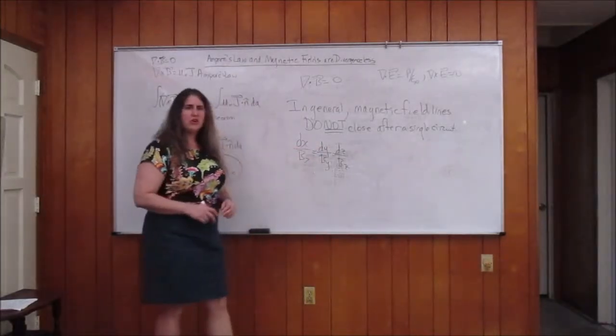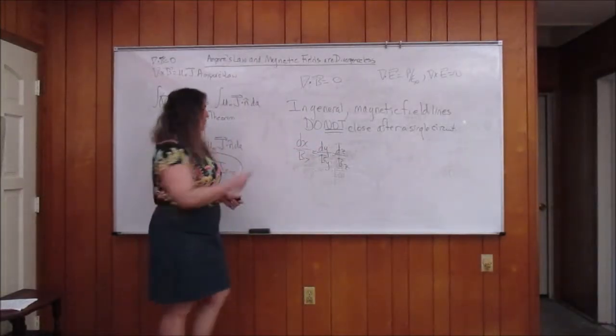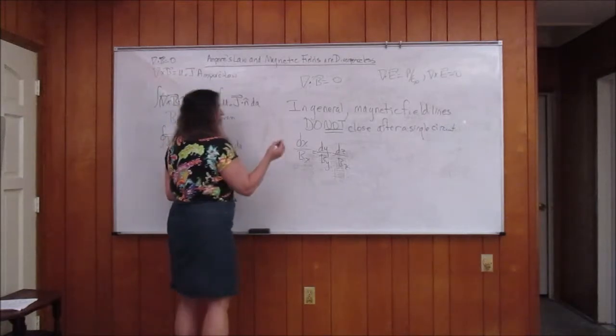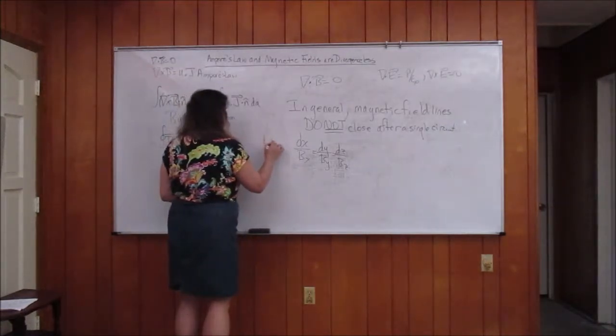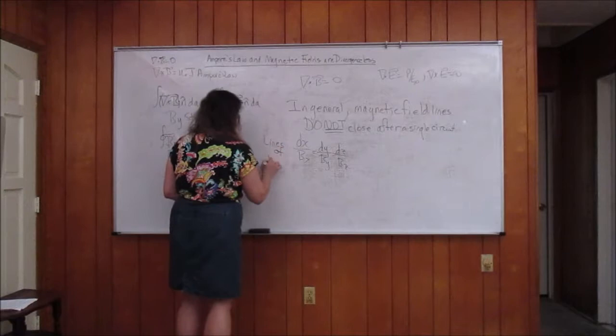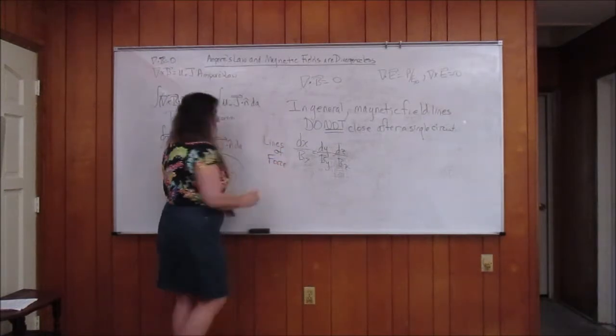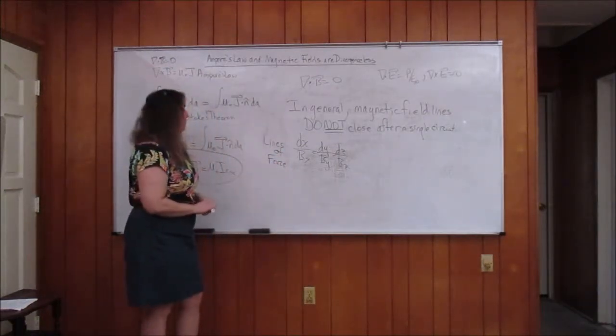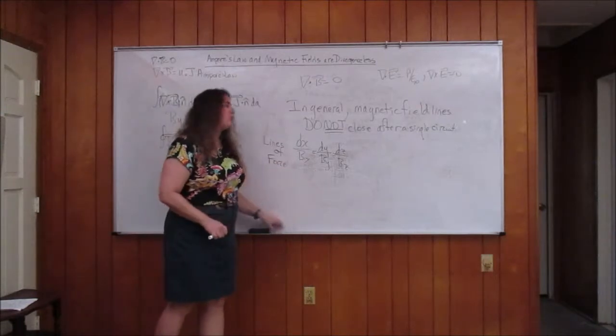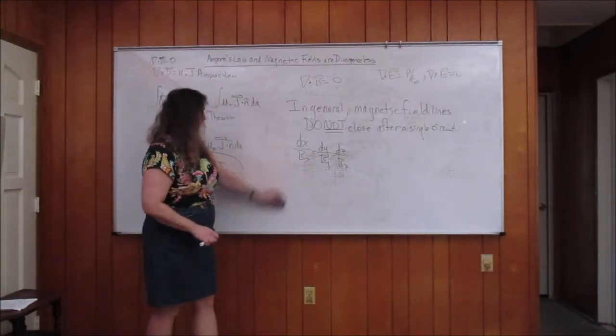Sometimes people use the Runge-Kutta method to do that. Anyway, these are traditionally called lines of force. That term, for obvious reasons, has fallen into disfavor, because they aren't lines of force, they really are just field lines.